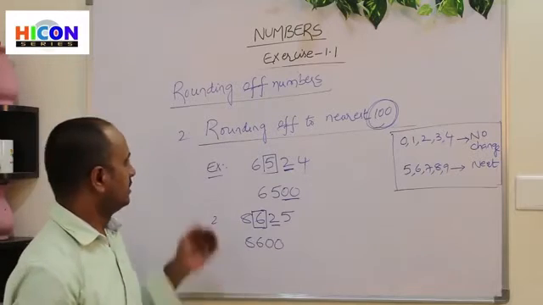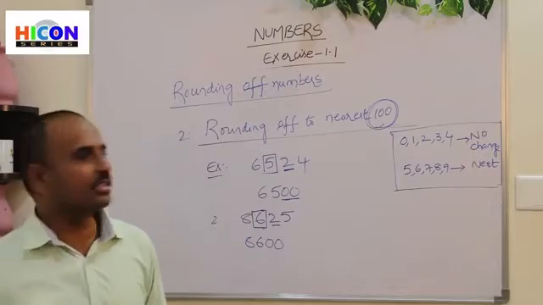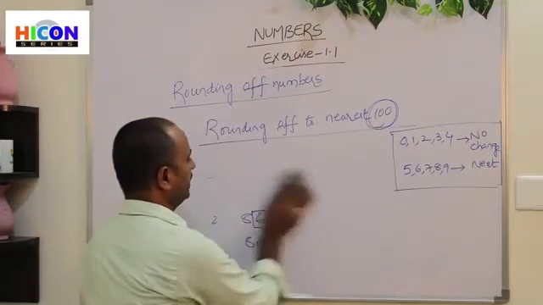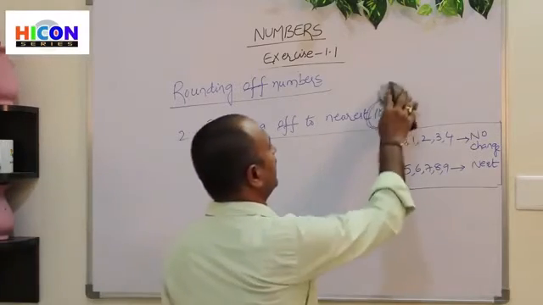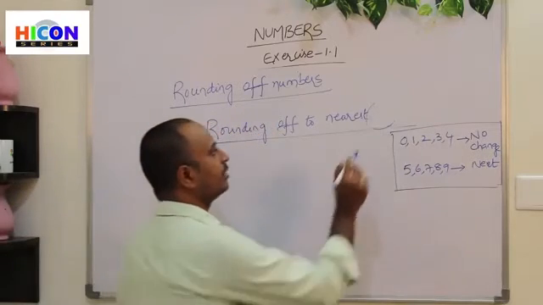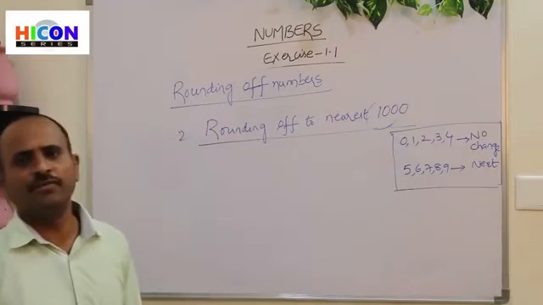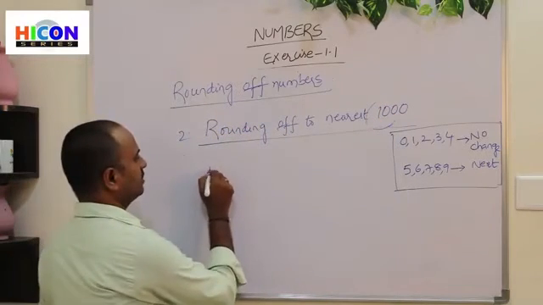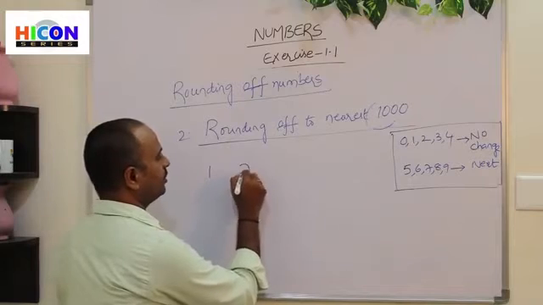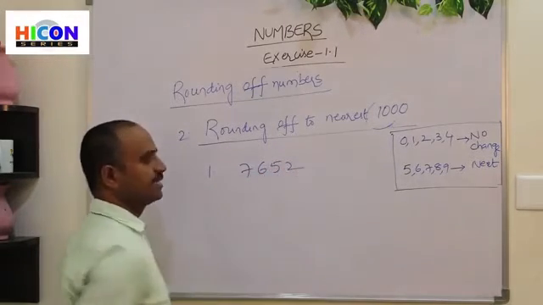So children, this is the way to round off the given number to the nearest hundreds. Now the third one is rounding off to the nearest thousands. How can we round off the given number to the nearest thousands? It is the same way. Let us see one more example. The given number is 7652.